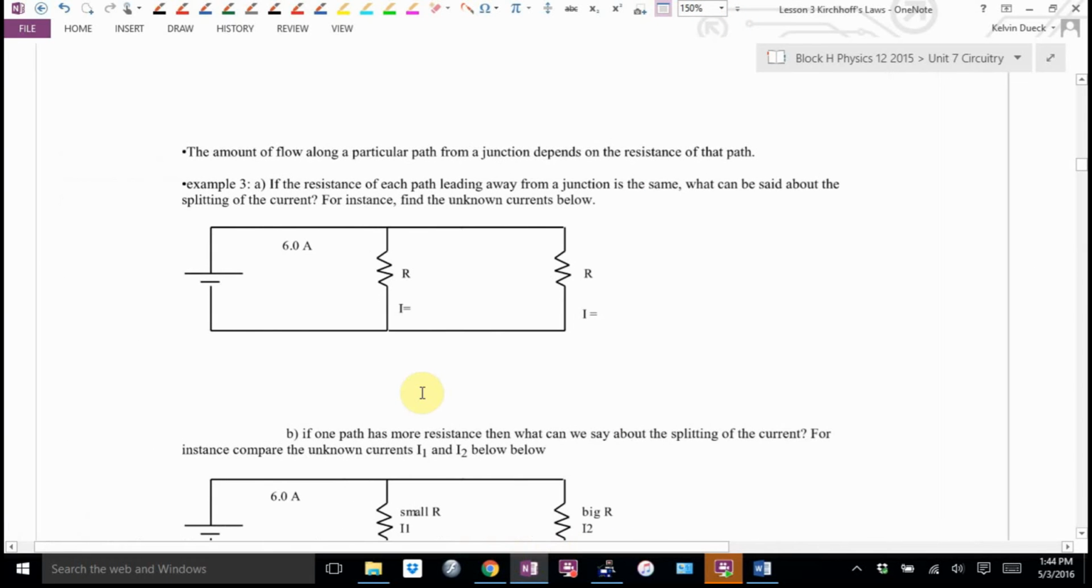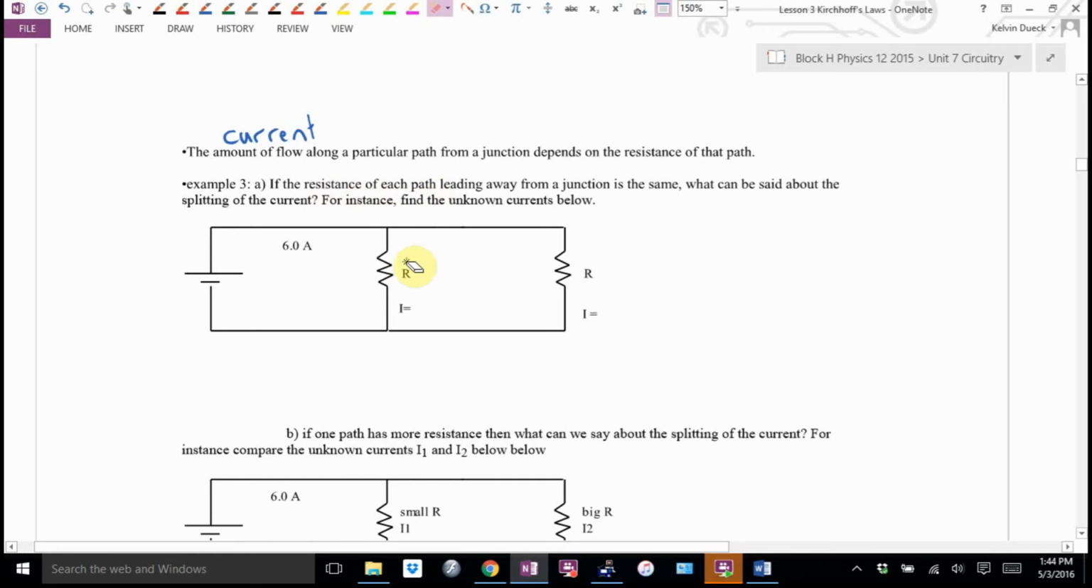We can even go a bit better than that. If you want some shortcuts, I'll be honest, Josh, you can survive perfectly fine without these shortcuts, but for what it's worth, the amount of flow, the current along any path depends on the resistance of that path. Let me show you what I mean.